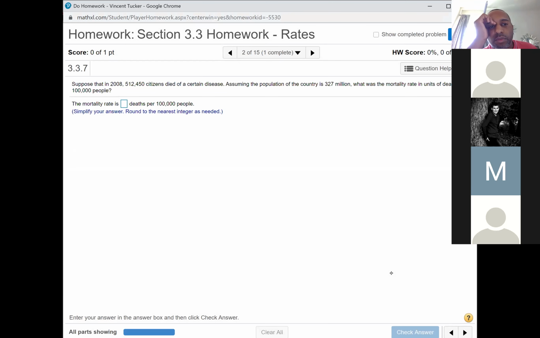All right, so this one supposed that in 2008, 512,450 students, I say students, wow, citizens died of a certain disease, assuming the population of the country is 327 million. What is the mortality rate in units of deaths per 100 people? So going back to what they want from us, they want it per 100 people, but they give it to us in millions. So that's going to be the challenge here. So let's go back to the notes.